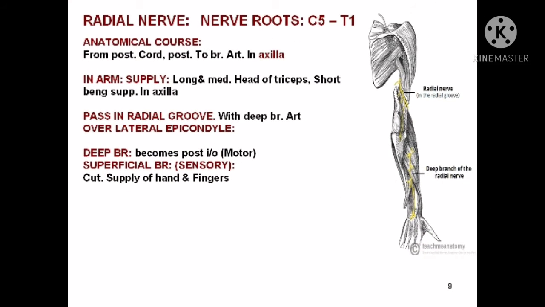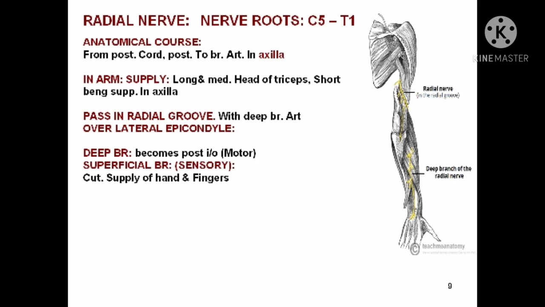The radial nerve, its root value is C5 to T1 spinal segments. Its anatomical course: it is the continuation of the posterior cord of the brachial plexus. It lies posterior to the brachial artery in the axilla. In the arm, it supplies the long and the medial head of the triceps. The short head of the triceps receives a branch given by the radial nerve in the axilla.